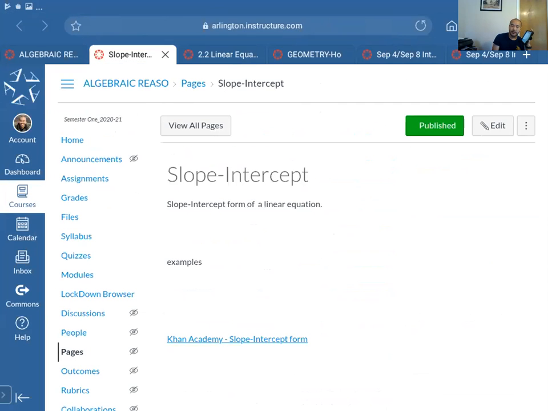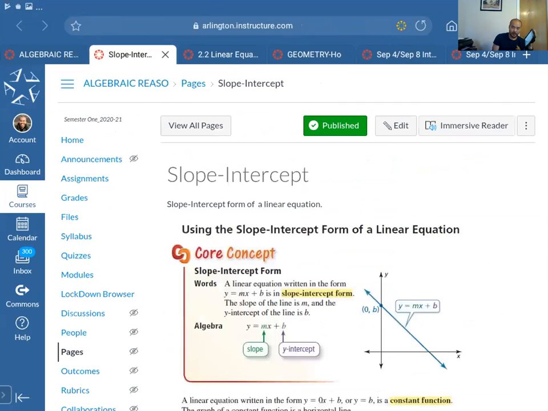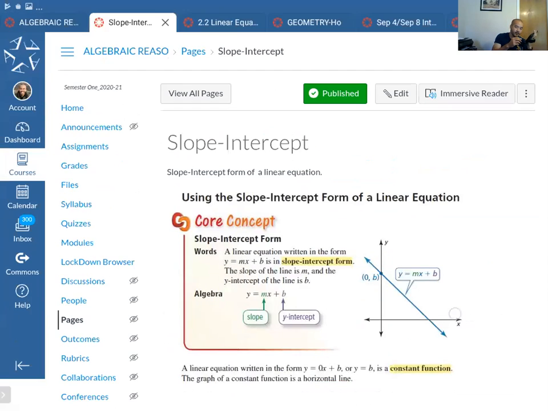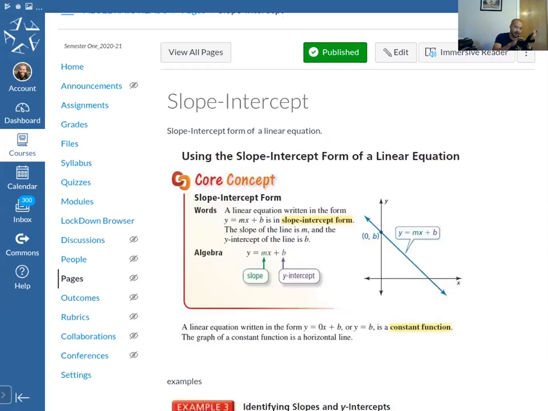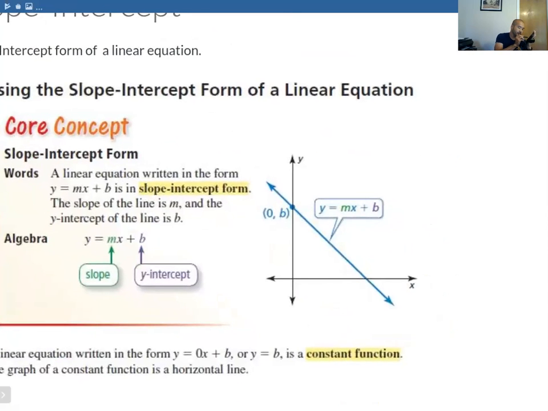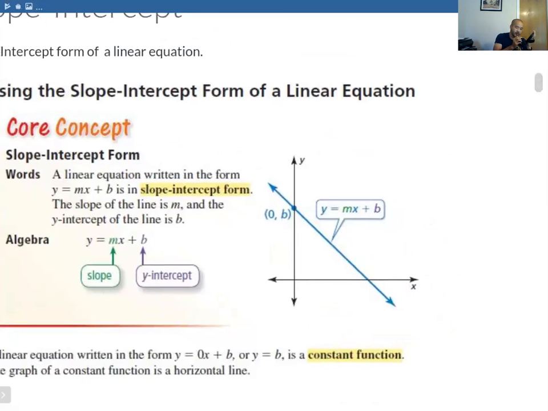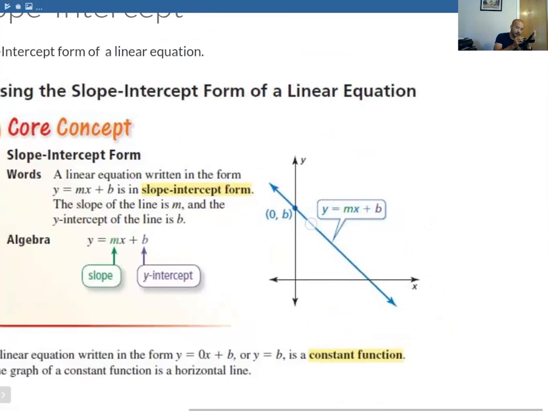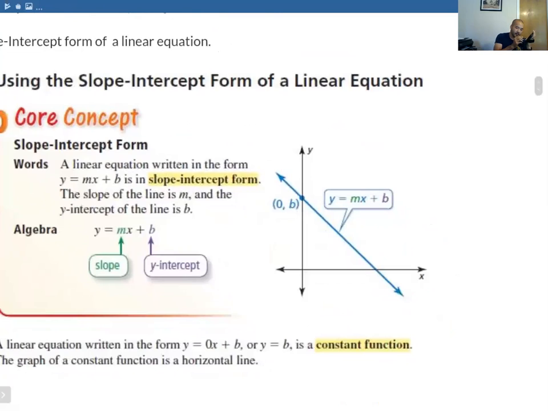So for slope-intercept, you need to be able to find the slope, which is what we worked on last time, and you need to be able to find the intercept, which is where it crosses the y-axis. So really all that information is right here. M is the slope, B is the intercept. So you find the slope by finding the rise over run of this line here, and then the intercept is where it crosses the y-axis right here.